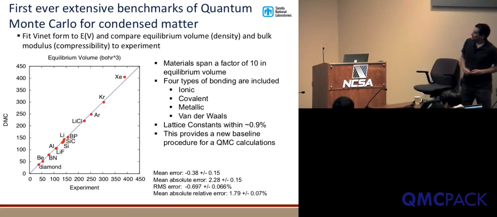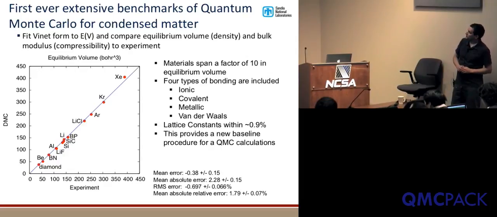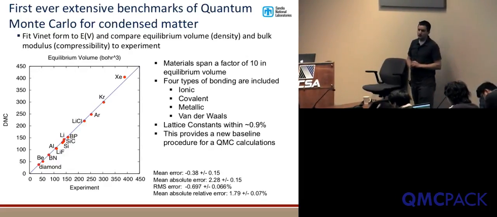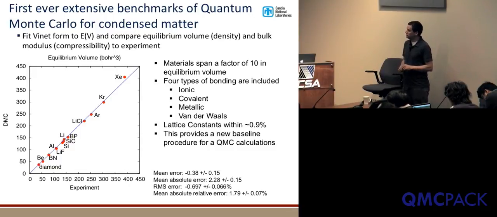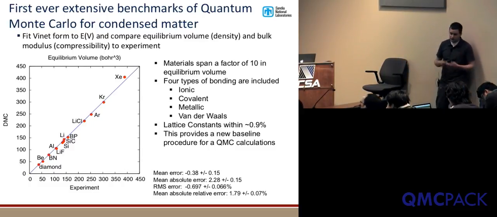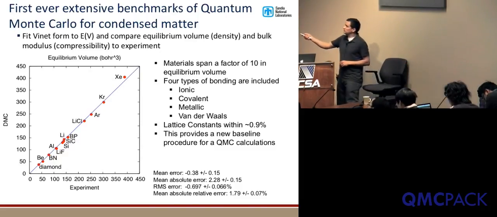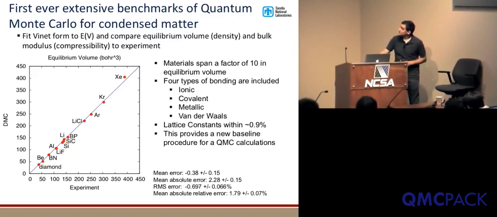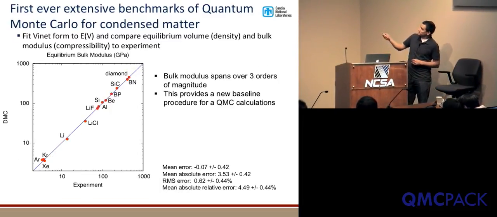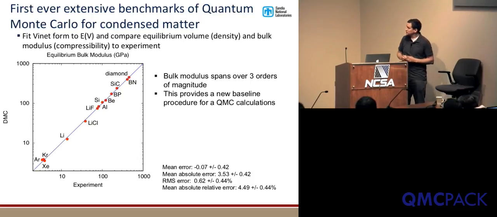And once this was done, I did calculations on a bunch of different materials. At the time, I think this was the largest set of energy versus volume curves in DMC with the same methodology. Then I compared how the equilibrium density or bulk modulus compares to experiment for these different types of binding. So the answer was the lattice constants were generally within about 1%. Bulk moduli spanning 3 orders of magnitude were pretty good. The mean absolute error was about 3 GPa, on a quantity that can be between 1 and 1,000, and the RMS error was about 0.6.